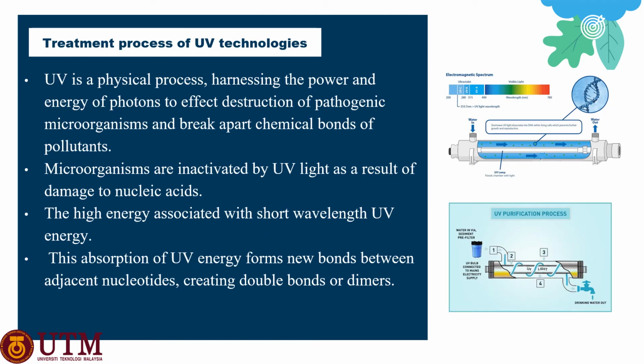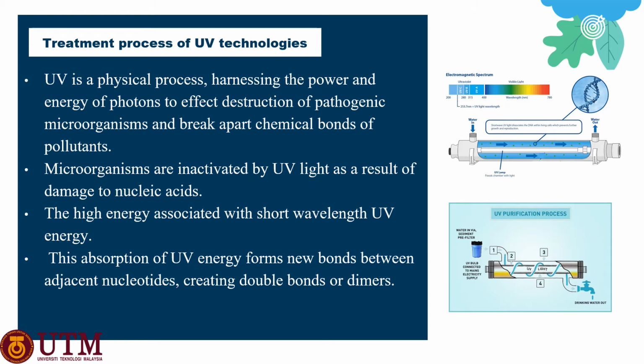UV is a physical process harnessing the power and energy of photons to effect destruction of pathogenic microorganisms and break apart chemical bonds of pollutants. In order for UV to be effective, the photons both have to be absorbed by the target pathogen or chemical and pack enough energy to cause a lasting photochemical effect.